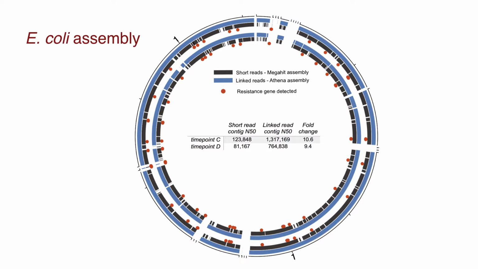So if we look at the assemblies, it's clear that the Athena assemblies shown in blue are much more contiguous, whereas the gray assemblies are much more fragmented. And to quantify this difference, we can use a measure called N50, which is a measure of contiguity. And for our Athena assemblies, we see about a 10-fold improvement in N50 for both time points. And so this highlights the ability of read cloud sequencing to generate much more complete and contiguous genomes.